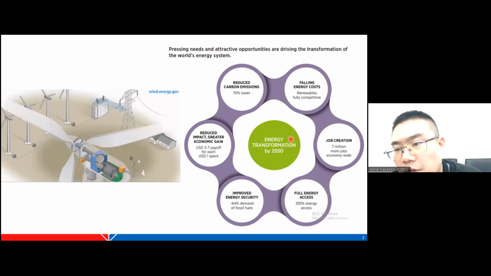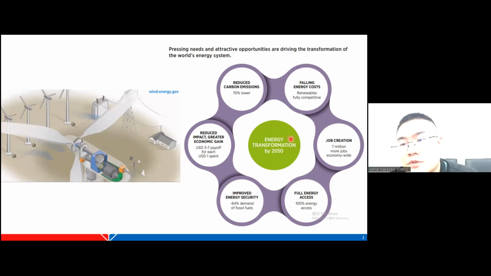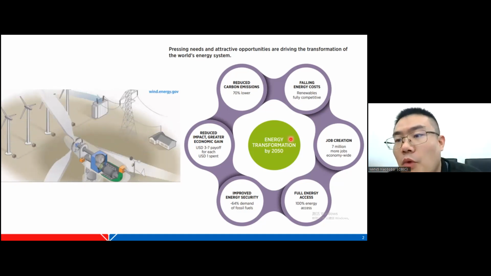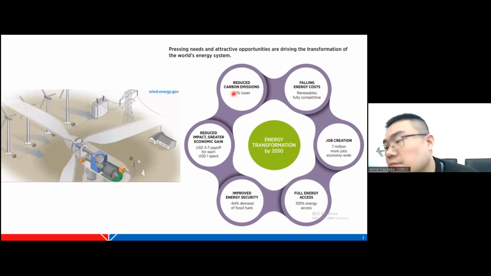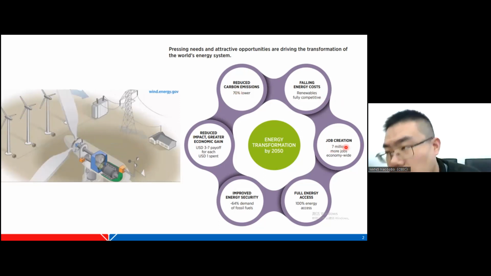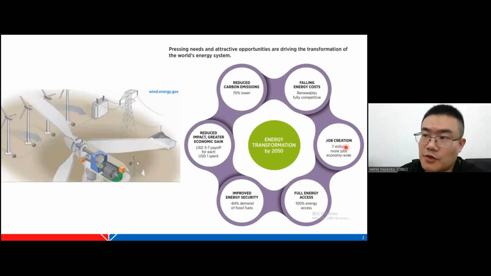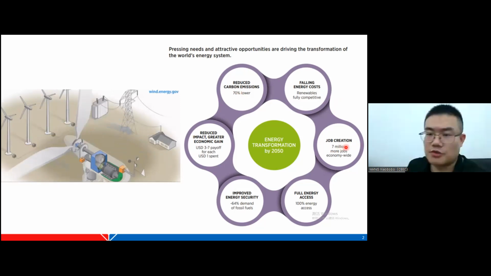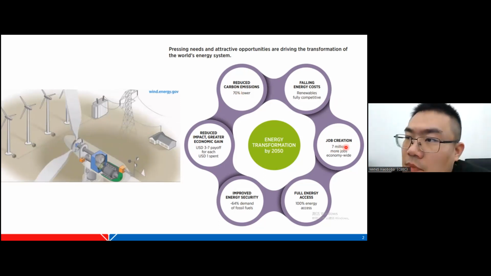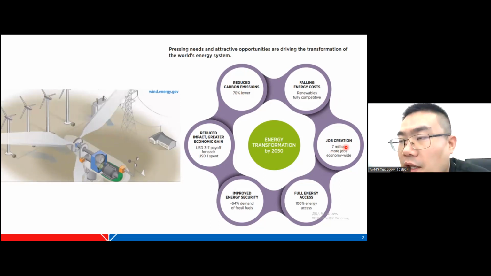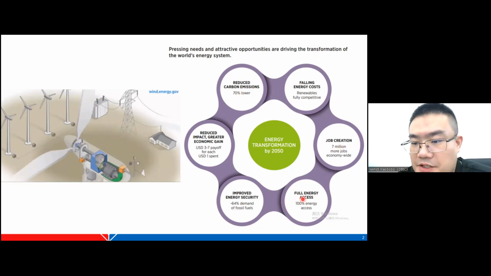Let's go higher. What role will wind power play in the future energy transformation scenario? Why do we do this energy transformation, and what will we do? The reduced carbon emission, obviously. The job creation, that's the most important thing. How can we use solar, wind, and other renewable industries to create jobs? This is where we will have an industry shift. Full energy access.